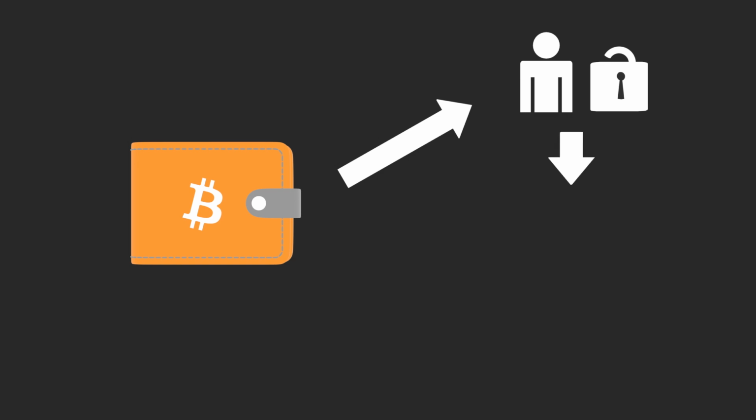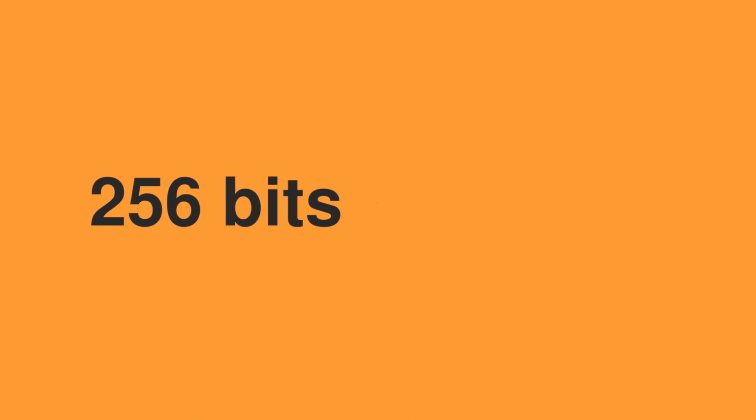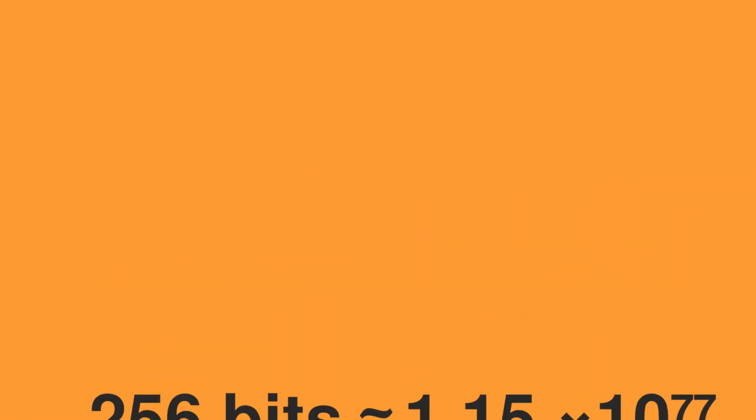When you create a Bitcoin wallet, your private key is generated first, and from this, a public key is derived, which is then used to generate your Bitcoin addresses. The private key is simply a 256-bit random number. This number can range from 0 to approximately 10 raised to the power of 77.